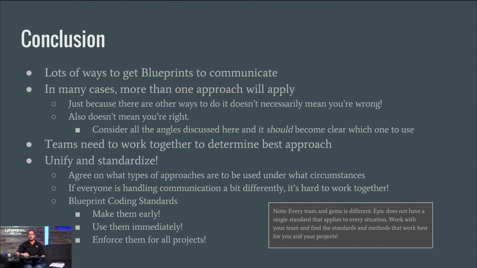It's the same in code. When you're building a code class, you want to keep the amount of functionality in that class as minimal and as compact as you can. Think about these kind of things. Build these coding standards, use them immediately, and enforce them all the time. Now, every team is different. So because of that, Epic doesn't have a single coding standard that we think everybody should use when it comes to Blueprint.